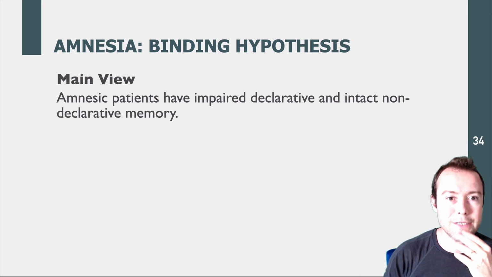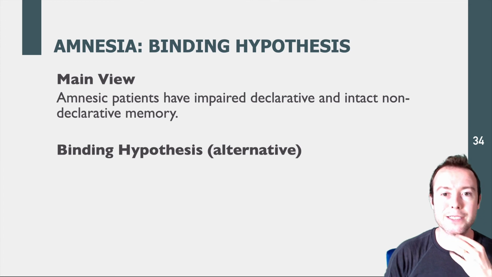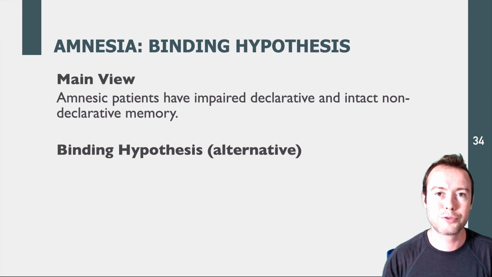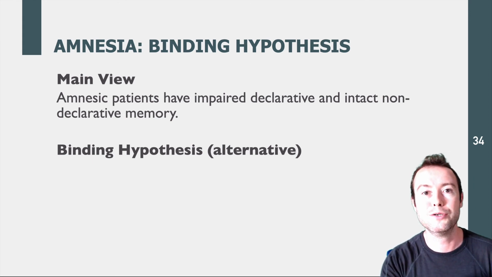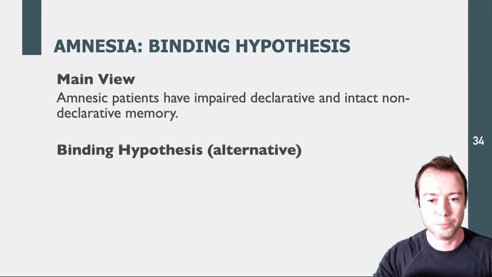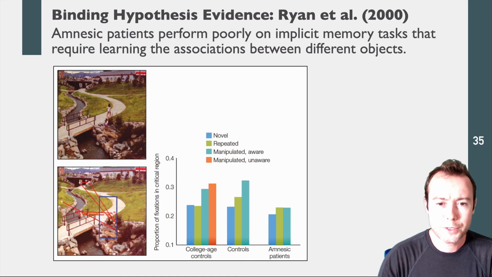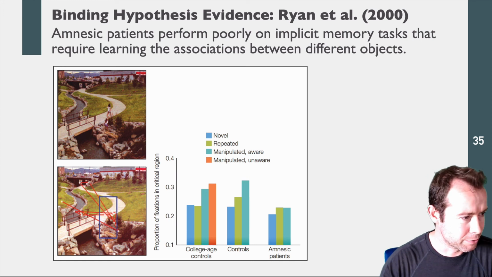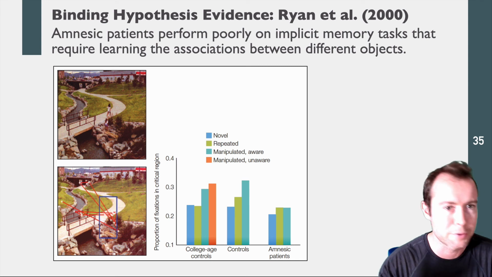However, there's an alternative theoretical approach, often referred to as the binding hypothesis, which suggests instead that the primary deficit in amnesia is the inability to form associations between two concepts. In other words, to bind different pieces of information together. This is also known as relational memory in some other terms, but same thing.